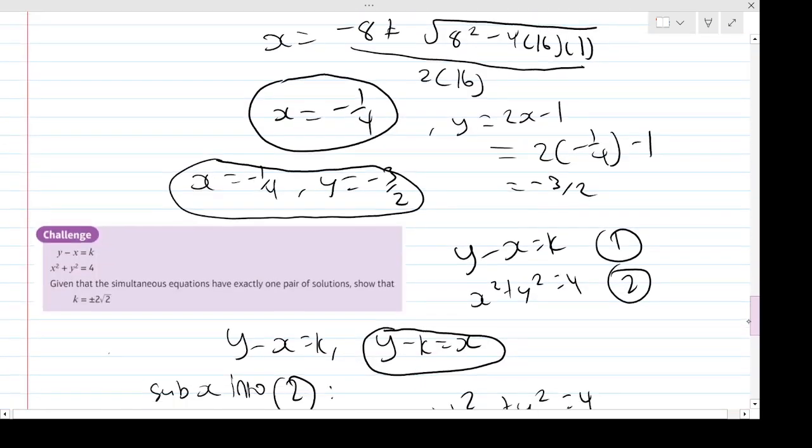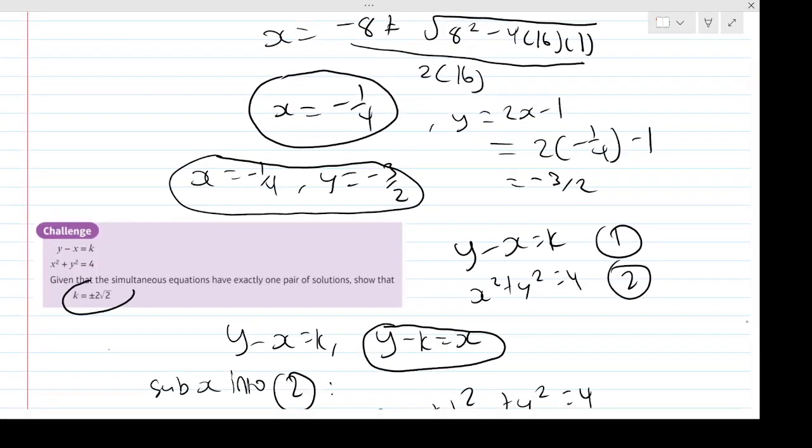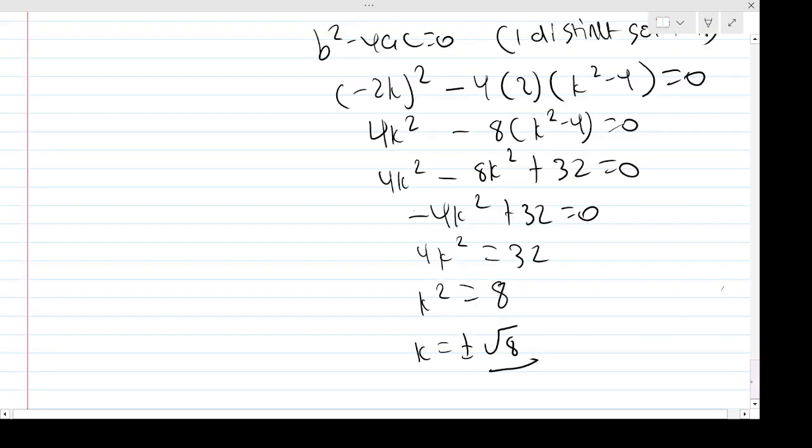Okay, but then it says that k is plus or minus 2 root 2, but I have plus or minus root 8. Okay, so what that's telling me is I need to simplify this. This is a surd, isn't it? So this is now linking back to surds that we did in the first chapter, remember? And we can simplify surds by considering what's under the square root, right? So we have 8. What goes into 8? What square numbers go into 8?